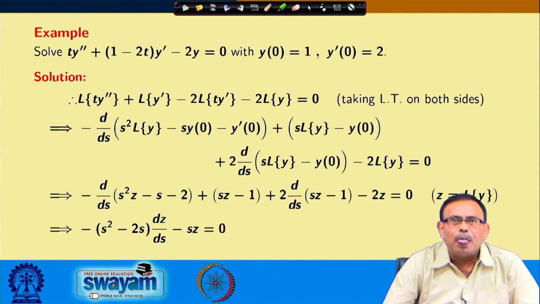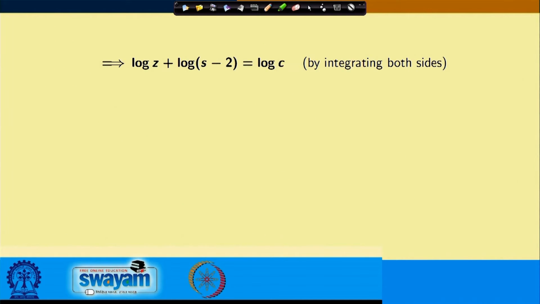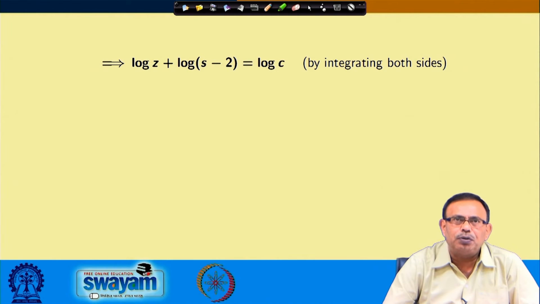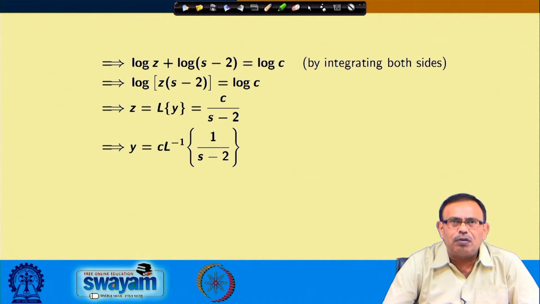I am converting the second order ODE into a first order ODE, and for its solution I am separating the variables, and the solution process is this one now: log z equals log of s minus 2 plus c, and log z into s minus 2 equals log c. So, I can write z, which is nothing but the Laplace transform of y, equals c by s minus 2, and I can write y equals c into Laplace inverse of 1 by s minus 2, and the Laplace inverse of 1 by s minus 2 is nothing but e power 2 t.